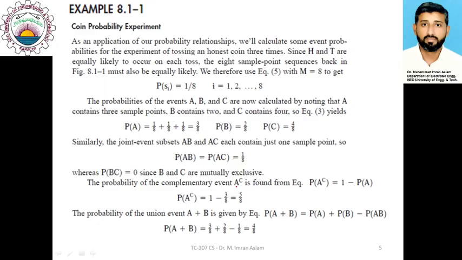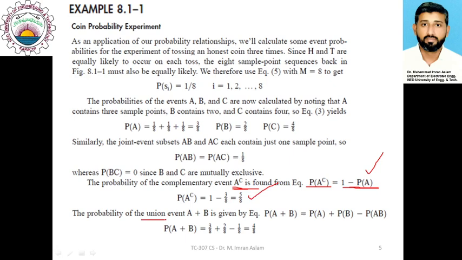If I ask you to find the probability of the complementary event of A, its probability is given by 1 minus the probability of A. So if you want to find the probability of A complement, that will be 1 minus 3 by 8, which comes out to be 5 by 8.